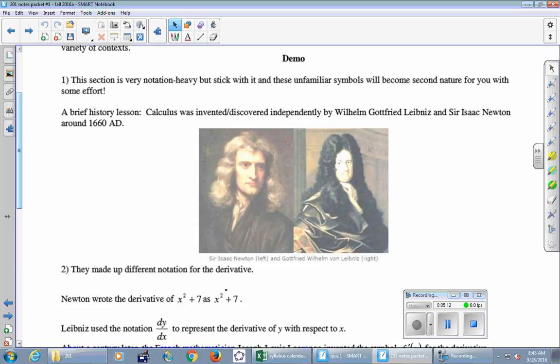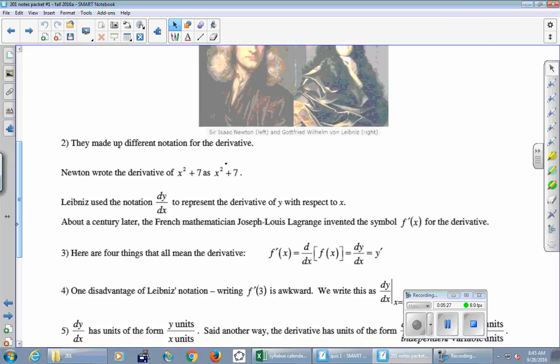The way that they wrote things was slightly different, and we're going to look at the differences down here. But essentially, they were both thinking of slopes of tangent lines and realizing how they could use slopes of tangent lines like we've been doing for maximization and minimization problems. Okay, so number 2, they made up different notation for the derivative.